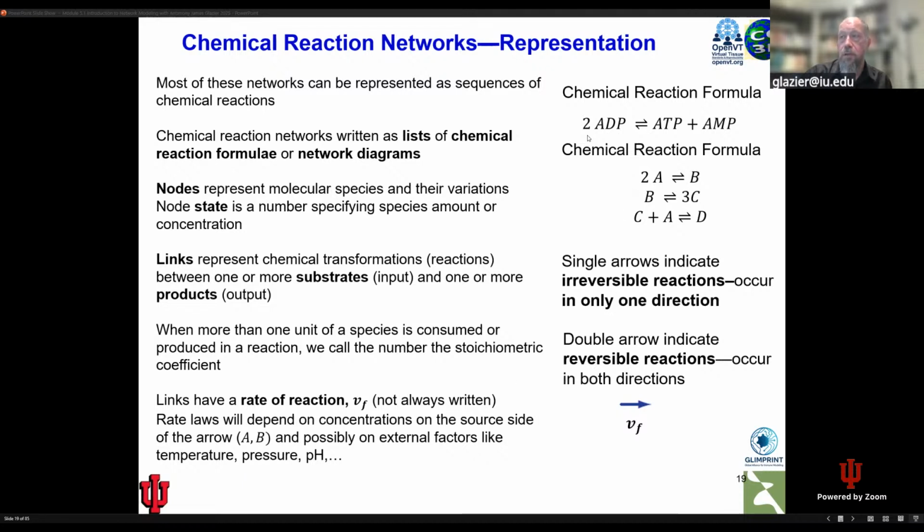The number in front of a reaction, two molecules of A going to one molecule of B, one molecule of B going to three molecules of C, is called the stoichiometry. That's a fancy name for that number of how many molecules are involved in the reaction.